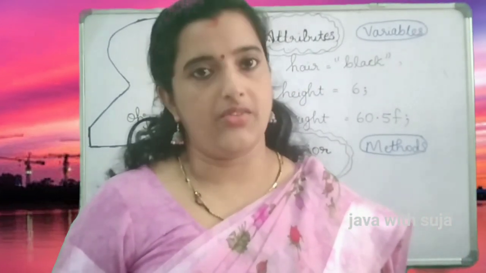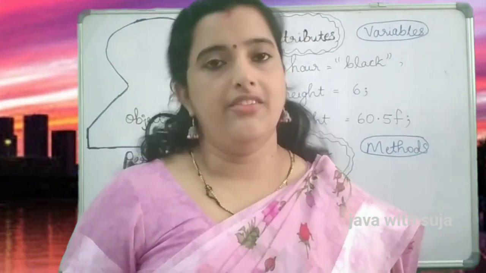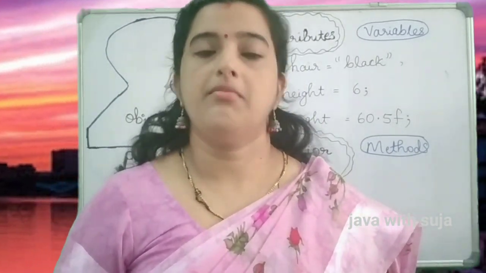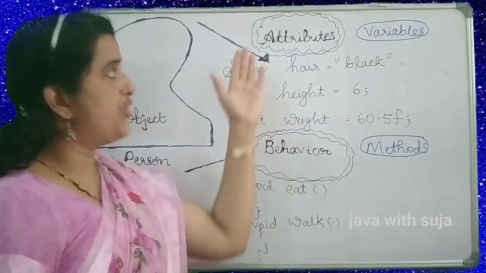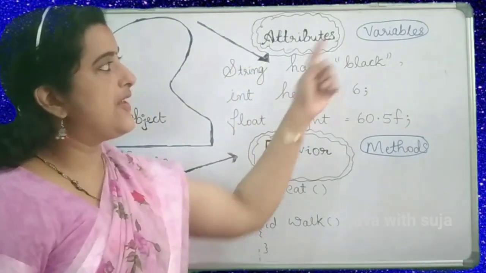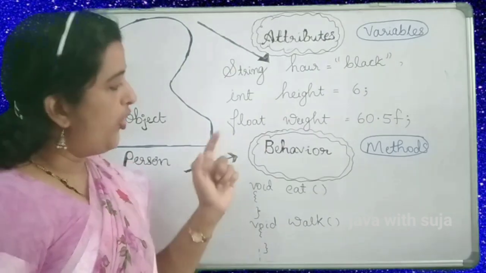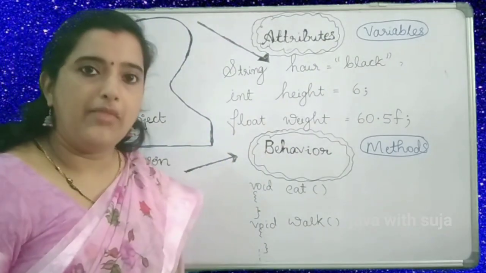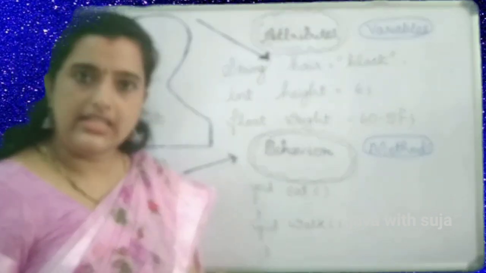Java is an object-oriented programming language, and every object is an identifiable entity with certain characteristics and behavior. Every object's attributes or characteristics are implemented as variables in a Java program, whereas an object's behavior will be implemented as methods in a Java program. So let us see one example.